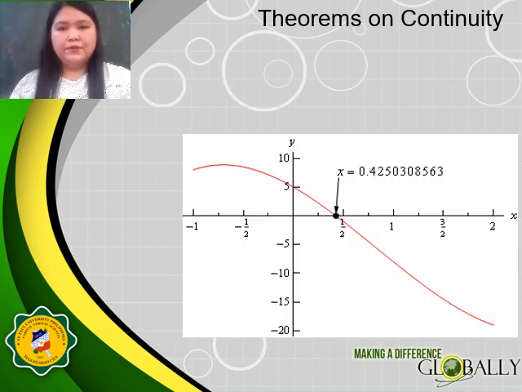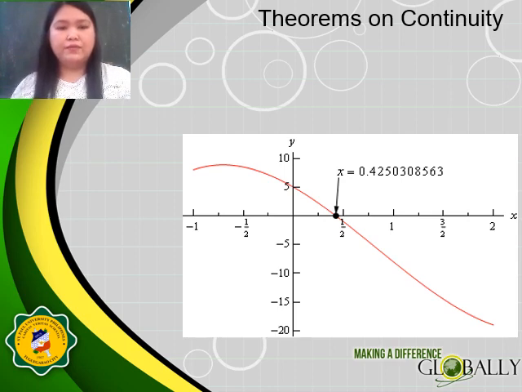Okay, so it only proves the existence of a number c, but it does not tell us the value of c. So for the sake of completeness, this shows the graph of the function p of x on the interval -1, +2, showing that a number c really exists that gives us the value of the function p of c equal to 0. Take note that the value here, which is 0.4250308563, is not given by the intermediate value theorem, but a computer program helped us to evaluate the value of c. So the intermediate value theorem had only helped us prove that the value c exists somewhere in between -1 and +2.